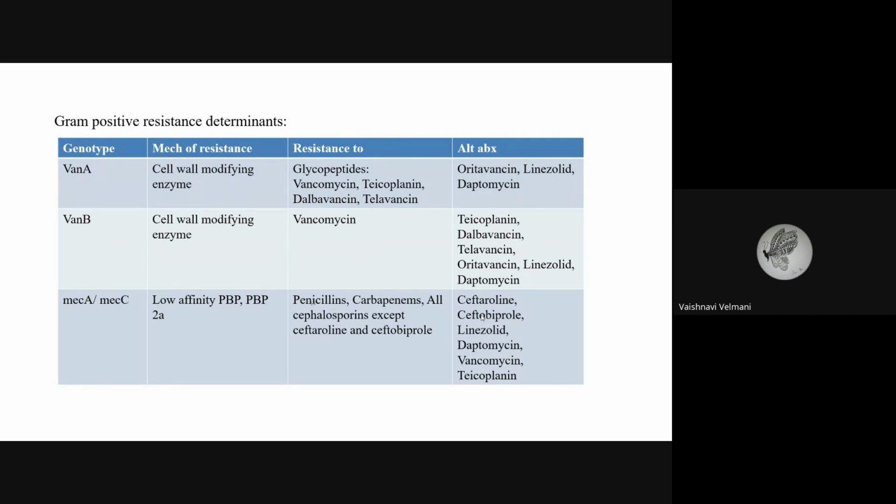MEC-A or MEC-C is most commonly found in Staphylococcus aureus, that is, methicillin resistant Staphylococcus aureus. For Staphylococcus aureus, the commonly used drugs are the penicillin class of antibiotics, but they develop resistance to methicillin. So these are called methicillin resistant Staphylococcus aureus. Penicillins, carbapenems, and all cephalosporins except ceftaroline and ceftobiprole are resistant. Here we can see that carbapenem is a higher class, but even that is resistant. But the 5th generation cephalosporins like ceftaroline and ceftobiprole work well against it. Ceftaroline works not only against MRSA, it also works against VRSA, the vancomycin resistant Staphylococcus aureus. Next.